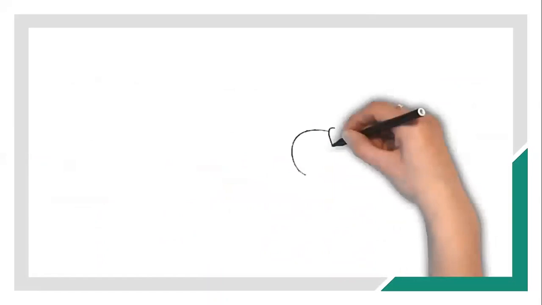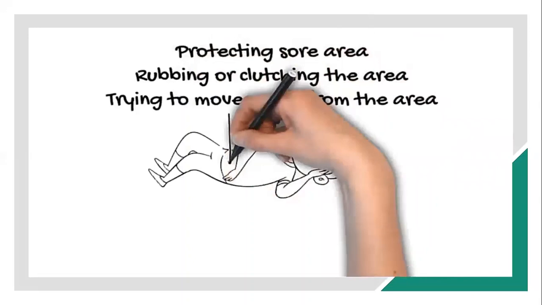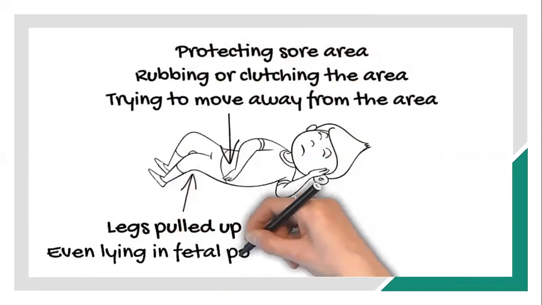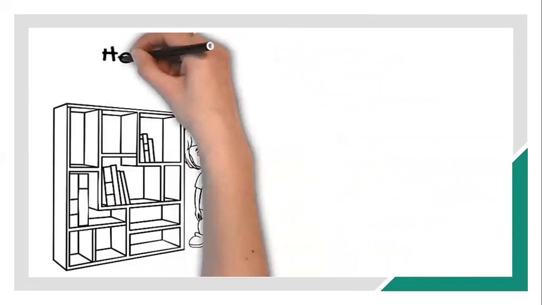Children may want to protect the sore area, not wanting anyone to come near, rubbing or clutching the area, or even trying to move away from the area by lying skew in the bed. They may be tense, pulling up their legs, or even completely lying in the fetal position, or just being very quiet and withdrawn. Head banging is usually associated with autistic behavior. However, children often revert to this behavior when in pain.